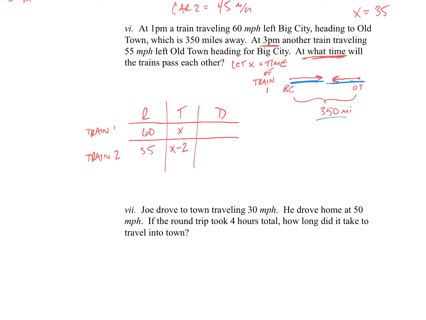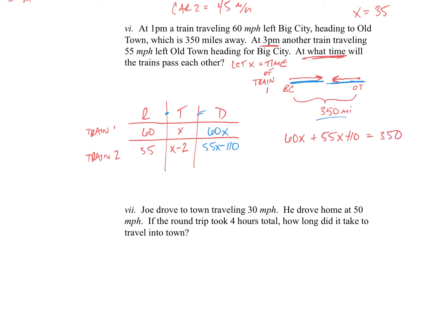So what is the distance that train 1 traveled? Well, rate times time equals distance, so train 1 traveled 60x miles, and train 2 traveled 55x minus 110 miles. And again, we can say, if I take the distance from train 1 plus the distance from train 2, that will give me 350 miles.